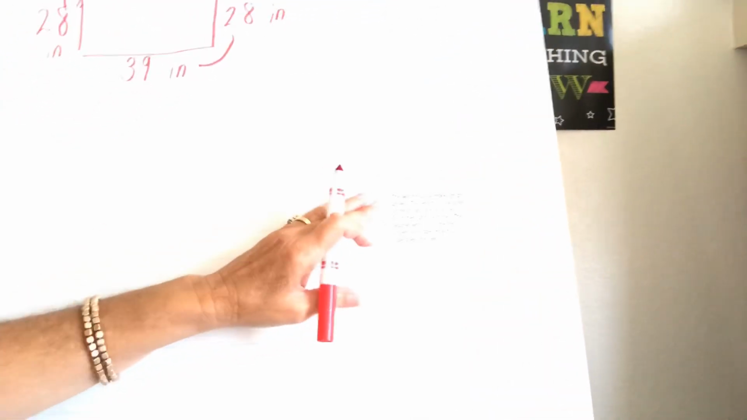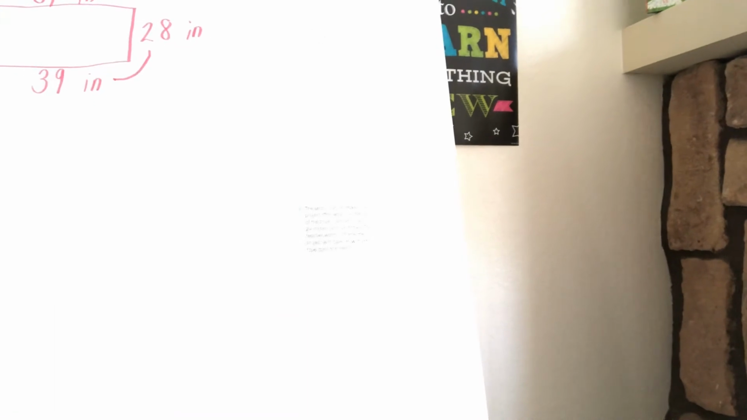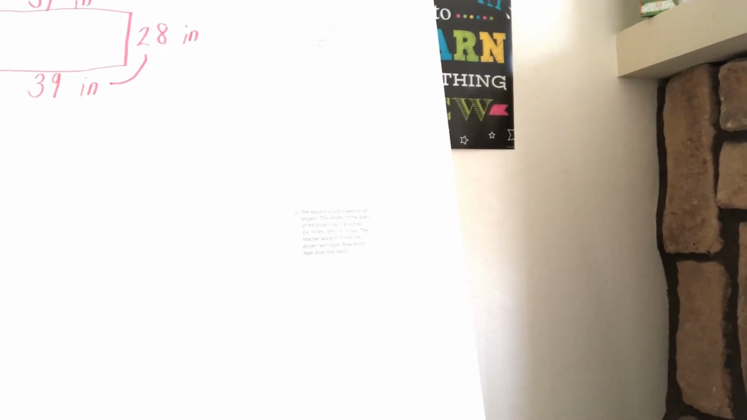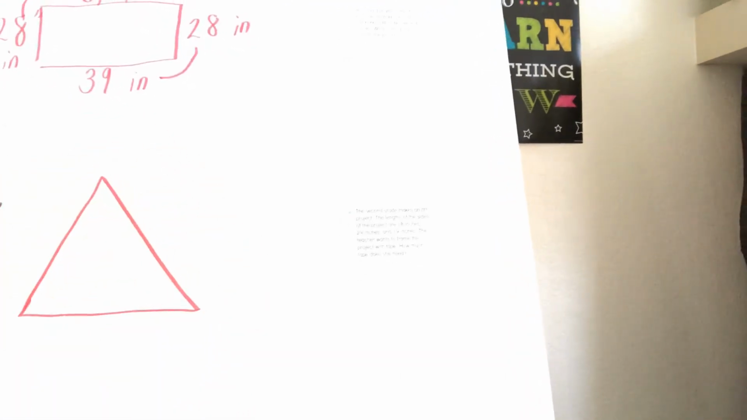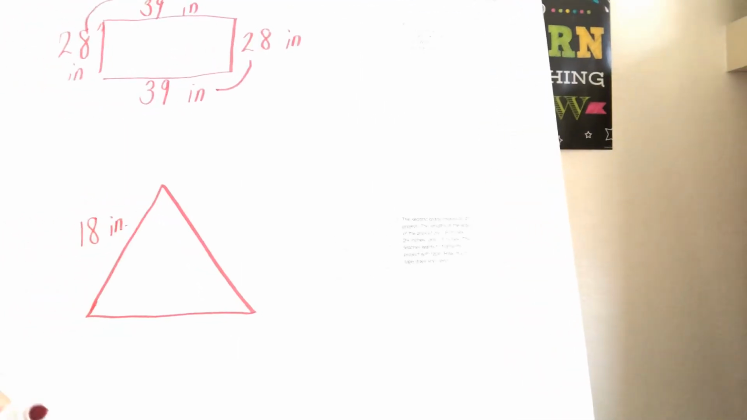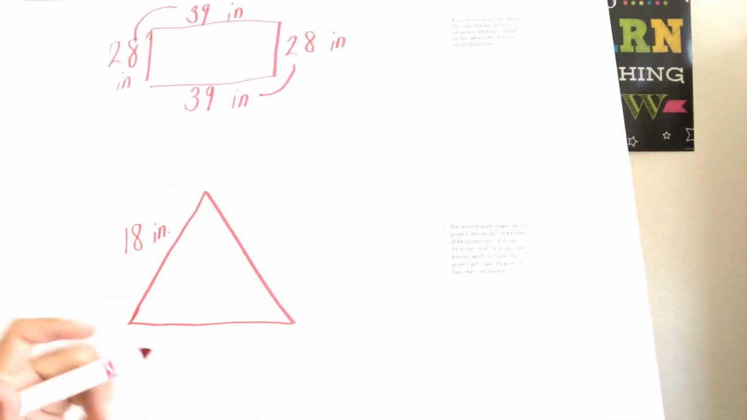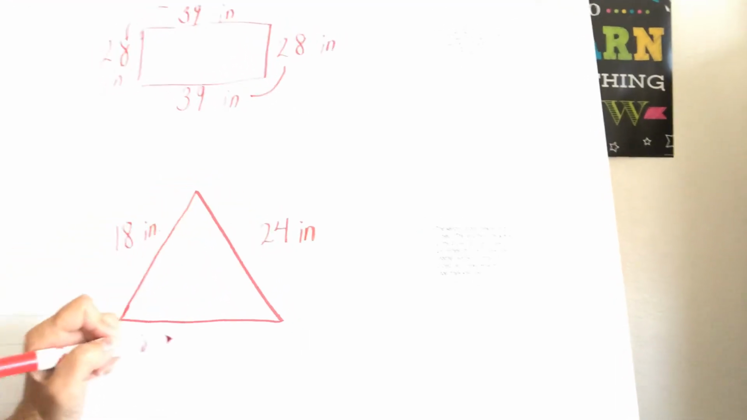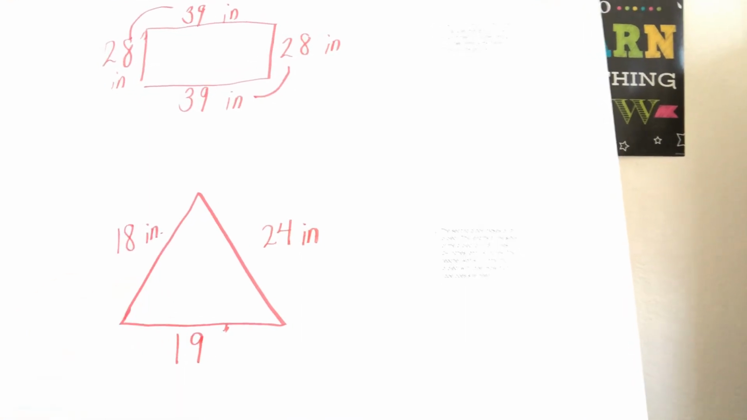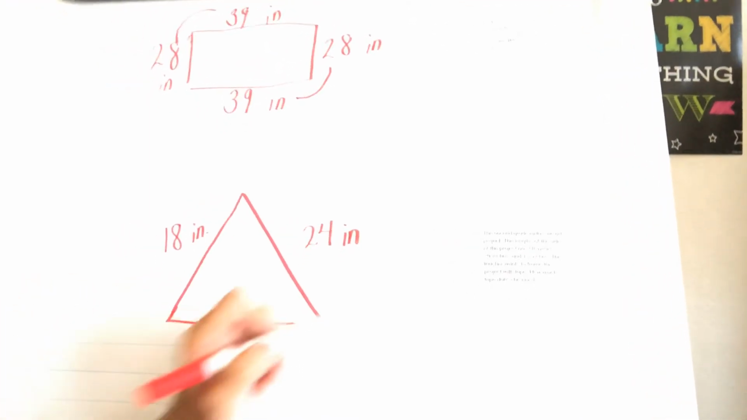Okay, I just wanted to outline a couple more because we're running out of time. It says the 2nd grade makes an art project. The length of the sides of the paper are 18 inches, 24 inches, and 19 inches. 3 measurements, 3 sides. That tells me a triangle. 18 inches. Now, I'm not really going to draw the correct measurements, you guys. I'm just going to draw the shape. So 18, 24 inches, and 19 inches.